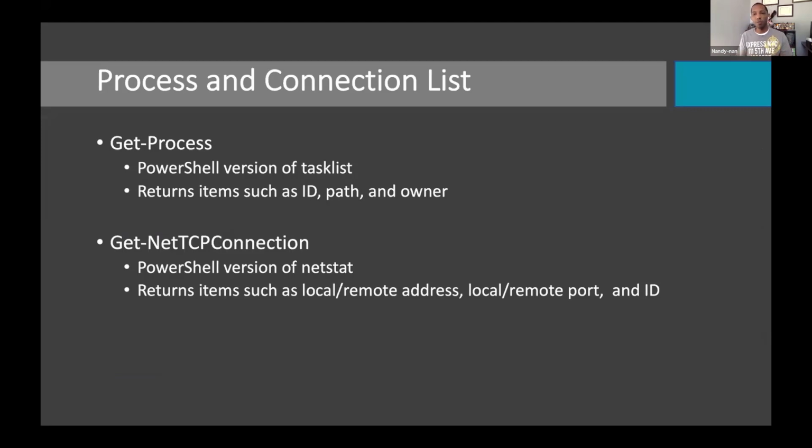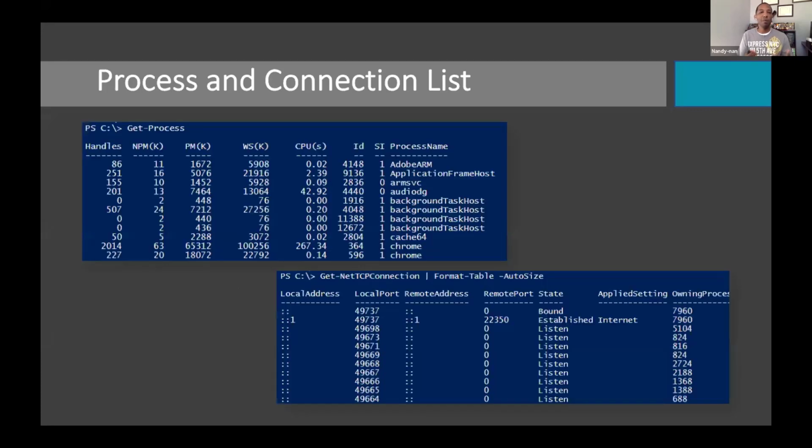Now, something else we can do with PowerShell: we can get processes, and we can get net TCP connections, which is essentially our netstat, right? And our processes is essentially our task list. When we look at that, we get something like this. The top figure shows Get-Process and how it returns.